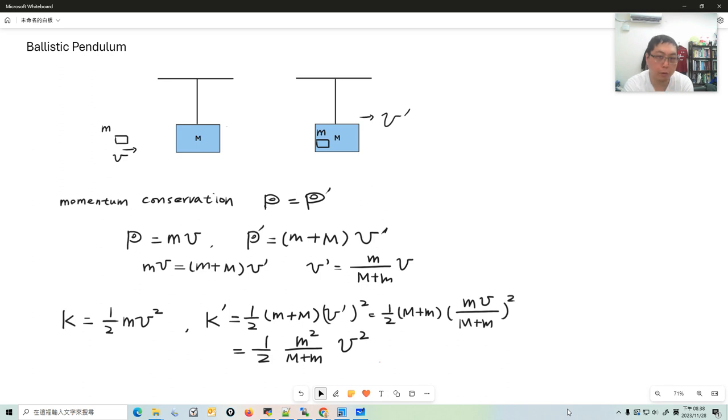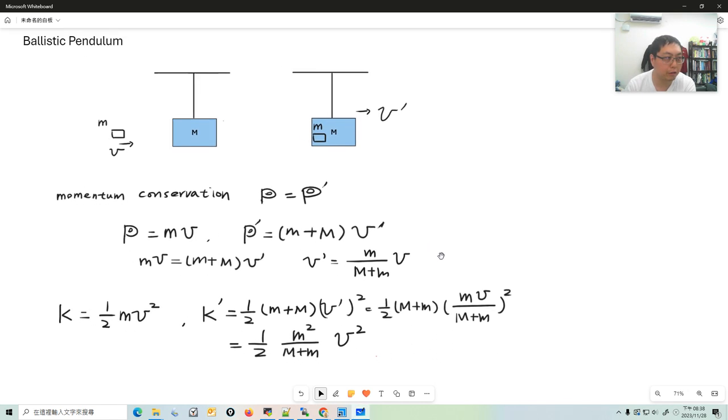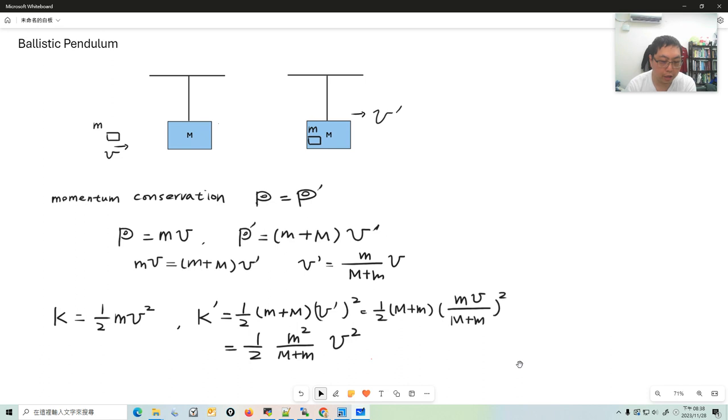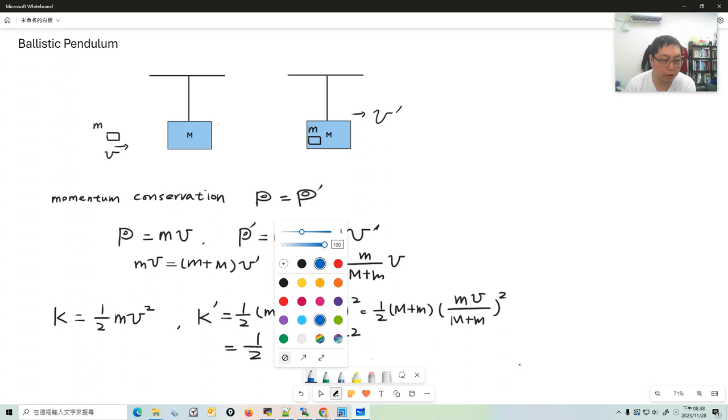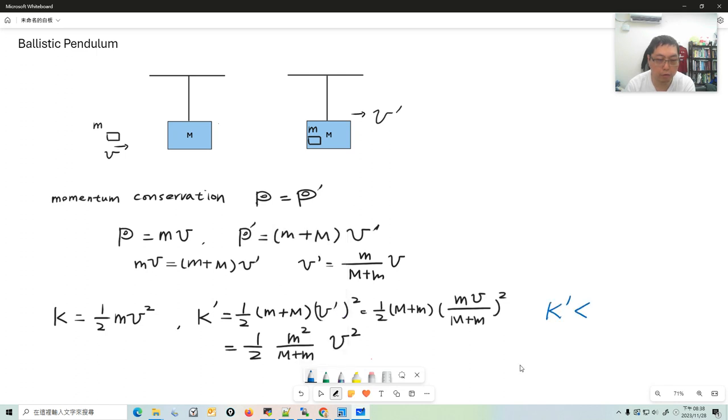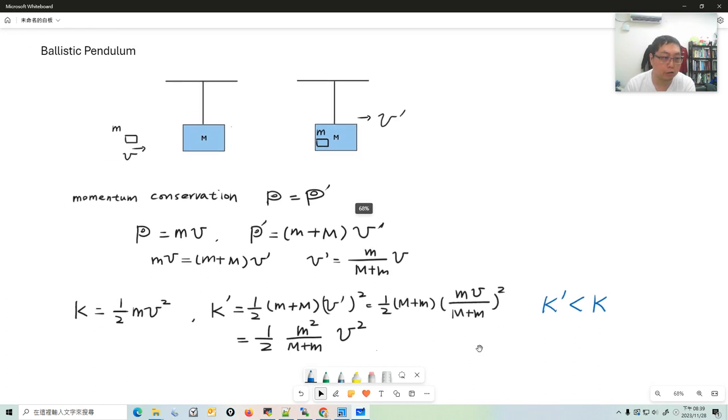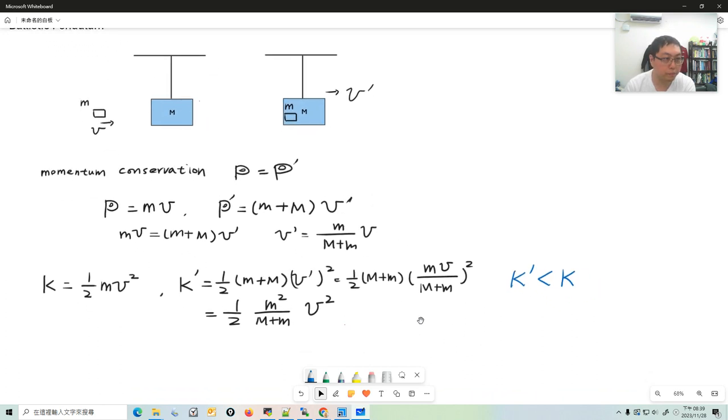In the previous video, we compared the kinetic energy before the inelastic collision and right after it. We found that the kinetic energy right after the inelastic collision, K prime, is smaller than K. With the kinetic energy loss, it is an inelastic collision.